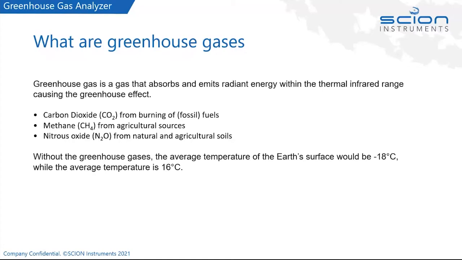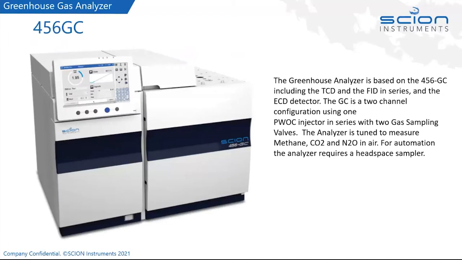So what does SCION have to offer? We have a turnkey solution, which is the greenhouse gas analyzer, and that's based on a 456 GC. This includes a TCD and an FID detector, which are in series, and there's a separate ECD detector installed. We have a packed wide-bore on-column injector. The carrier gas is PW 12. And we tune the analyzer to measure the methane, the CO2, and the nitrous oxide in air.